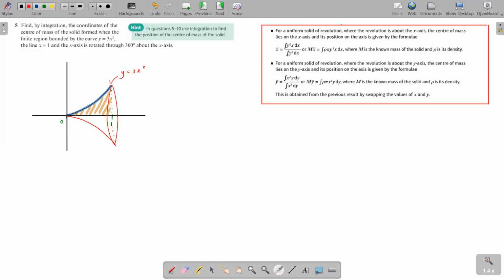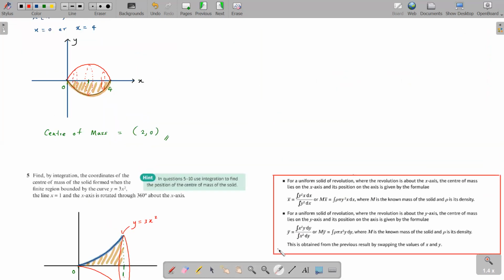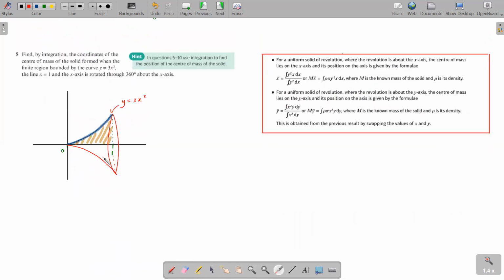And very clearly, with this 3D object, unlike the previous shape that we obtained, even though you have the x-axis as a line of symmetry, you don't have any y line of symmetry. Do you agree? In the previous shape that we considered, the x-axis was a symmetry. Also, I had a y line of symmetry exactly in the middle of 0 and 4. That was the case in the previous question. But in this question, you don't have such a line of symmetry. So in this case, you'll have to go for the formulas.